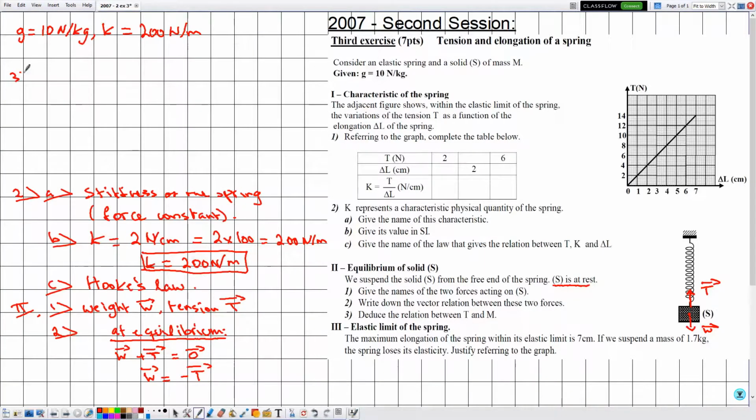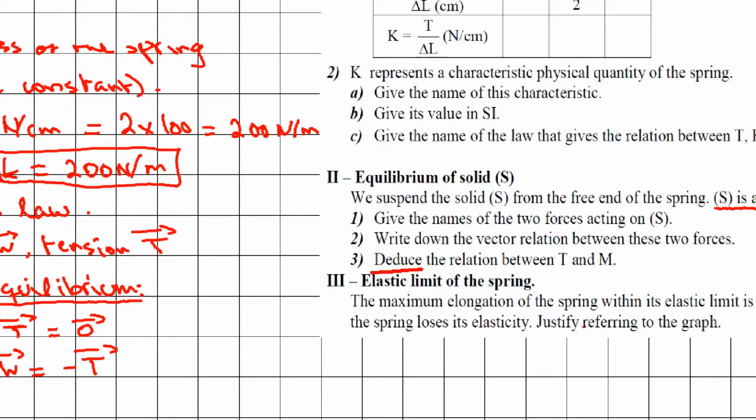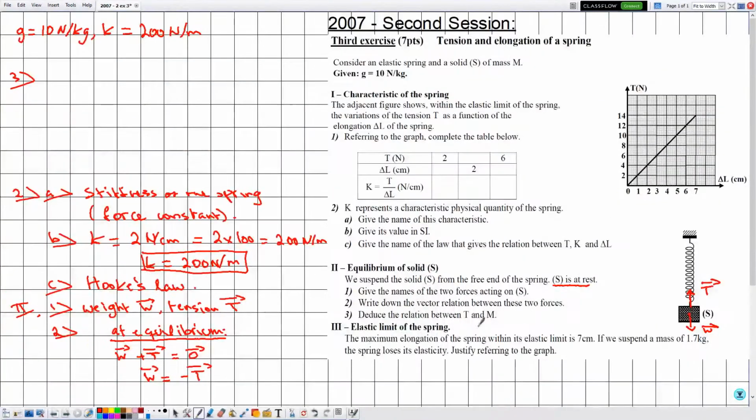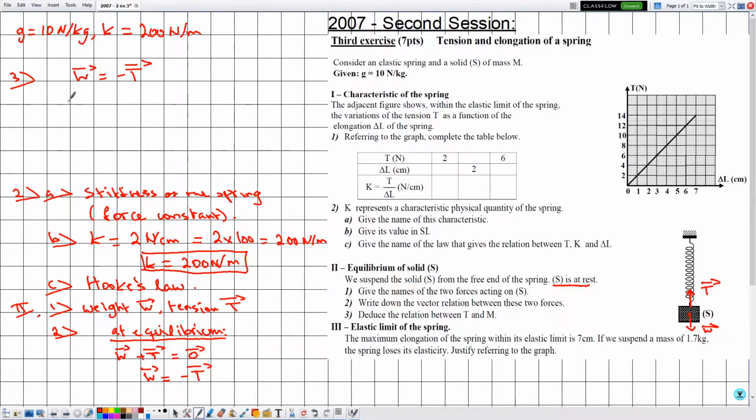Now number 3, deduce the relation between T and M, and by deduce it means we need to use the part just previously before, in which we have determined the vector relation. So let's say that the W vector is equal to minus T vector. So we need to deduce a relation between T and M. So by relation, probably they mean an equality between T and M. So here T and M represent the magnitude. So T represents the magnitude of the tension T, and M is the mass of the solid S. So here let's say in magnitude.